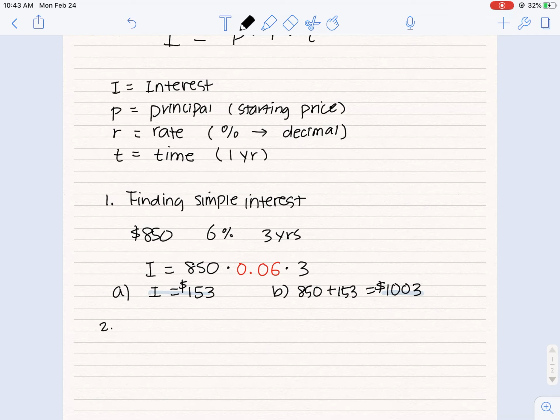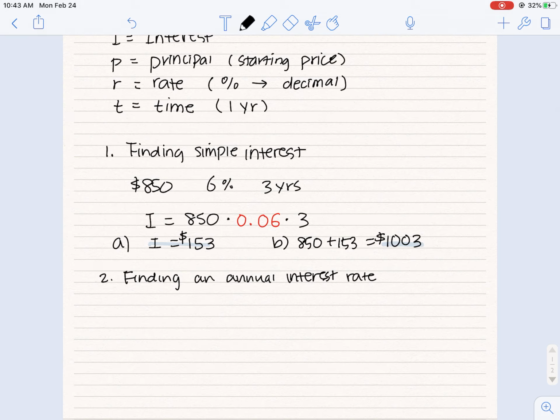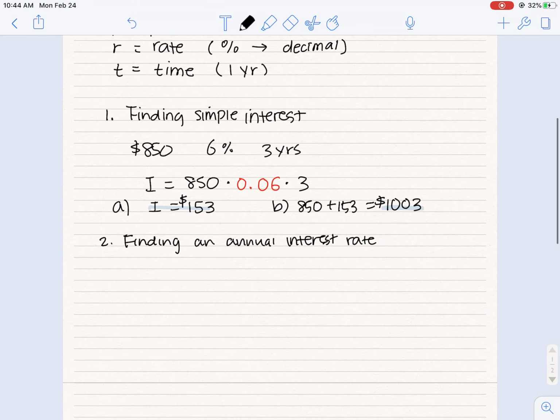I am going to show you another one where you may be missing different parts of your information. So how about finding an annual interest rate? Okay, so when you're finding the interest rate, the annual interest rate is just the rate that we're talking about every year, how much of an increase you're going to have from your principal. So I'm going to use some of your odd number questions from your textbook. So if you want to refer back, you can go ahead and take a look at it.